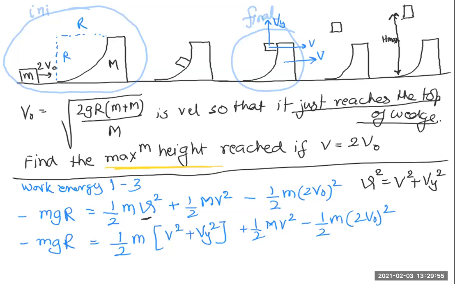Now you may ask, what is special about 1 and 3? How do you know that I will get to know what is asked? Well, if I know Vy, then I can definitely work out the maximum height attained by the projectile, because Vy is the vertical velocity of the block, right?